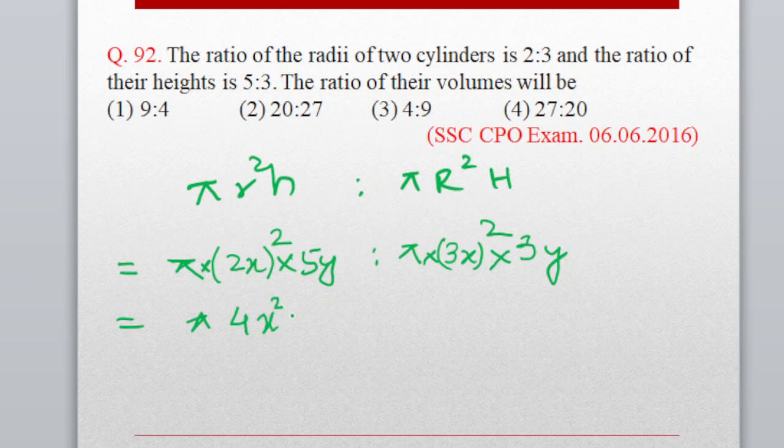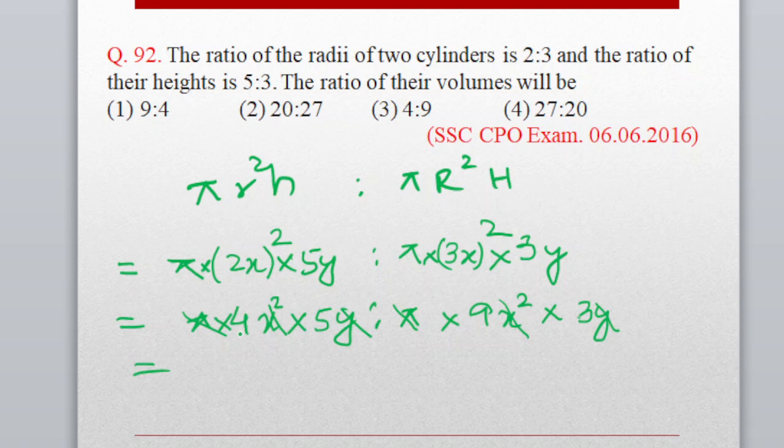pi into 4x square into 5y is to pi into 9x square into 3y. Here this pi cancels this pi, this x square cancels this x square and this y cancels this y. That means 4 into 5, that is 20, is to 9 into 3, that is 27. That means option 2 is the right answer.